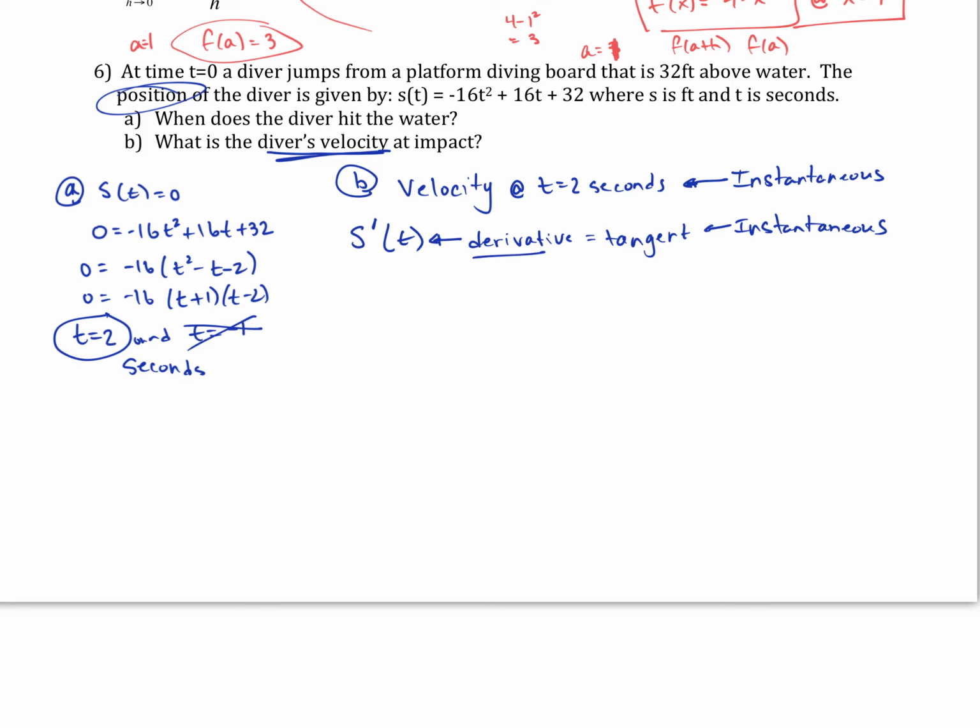The derivative is the tangent line, and that's how we get the instantaneous velocity. And at what point do we need it? We need it at t equals 2 seconds. So let's go through and do that.